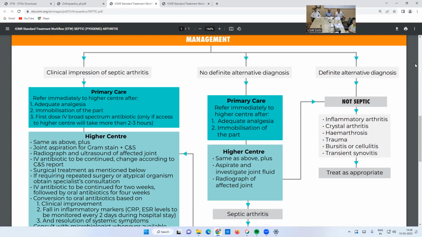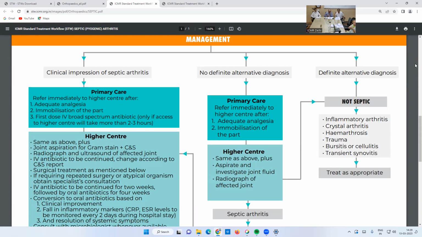So once the patient is referred to the higher center, or if the patient comes directly to the higher center, then you can give analgesia and immobilization along with joint aspiration for gram staining and culture sensitivity. The radiograph and ultrasound of the affected joint can be taken, and the patient should be started on IV antibiotic after we take cultures, which should be sent for culture and sensitivity report. As mentioned, surgical treatment is usually required in these patients, because we have to go for drainage of the pus, joint debridement, and then lavage.